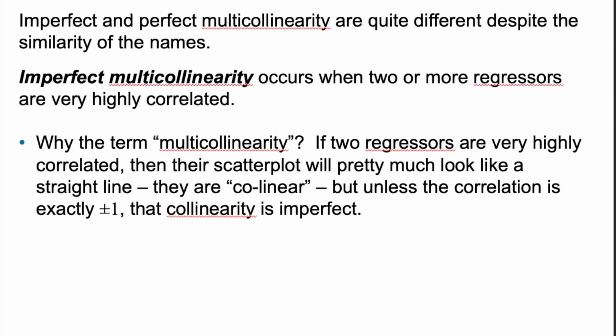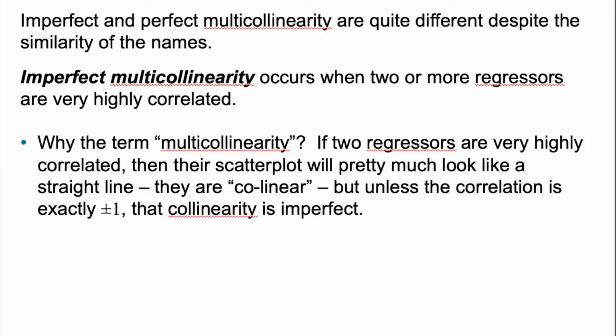Now what about imperfect multicollinearity? Imperfect and perfect multicollinearity are quite different despite the similarity of the names. Imperfect multicollinearity occurs when two or more regressors are very highly correlated.